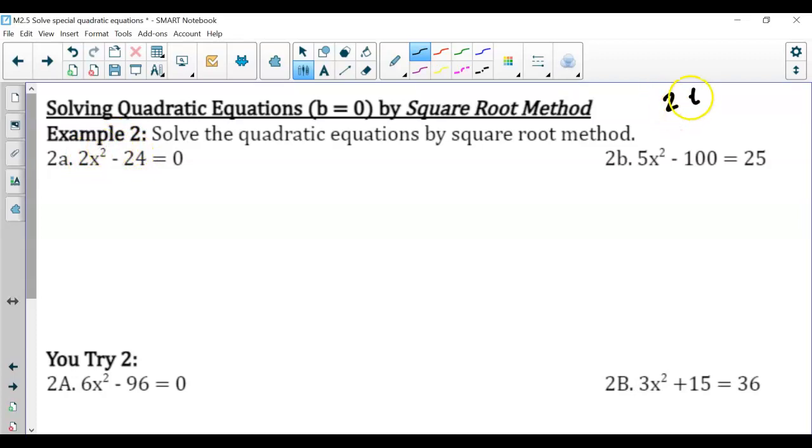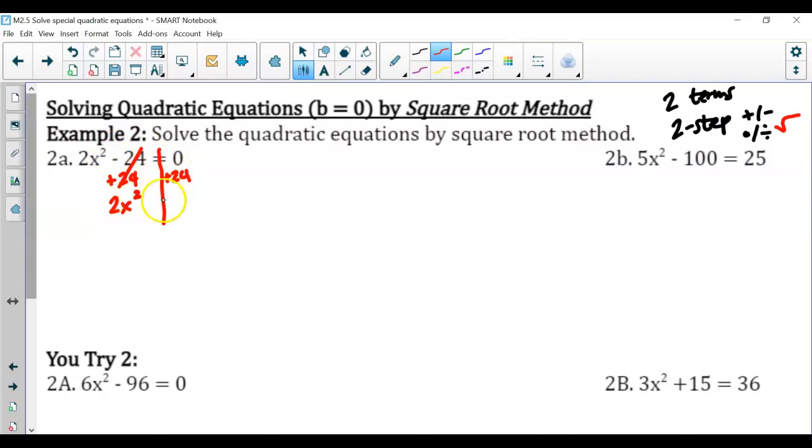So if I have two terms, treat it like a two-step equation where we always add or subtract first, then multiply or divide. Now, because we have a quadratic, we are then always going to do the opposite of x squared, which is take the square root, hence the square root method. So like here, for example, we're solving for x. Well, I'm subtracting 24 from it. So I need to add 24 here to both sides.